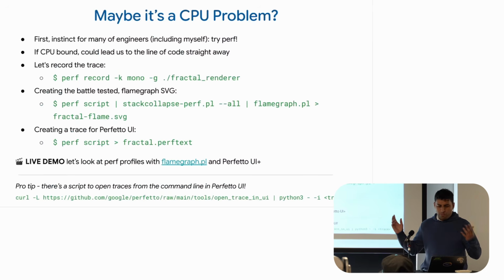You can record a trace with perf record. I'm using kmono, spoiler alert, because for some things later you don't have to, it will work just fine without. And then the standard way, which I think a lot of people that I know do for this, is they generate SVG out of flamegraph.pl, right? That's the gold standard in some sense for this. And for Perfetto, if you want to load it there, you just need to redirect the output of perf script to a text file, and that's all you need.